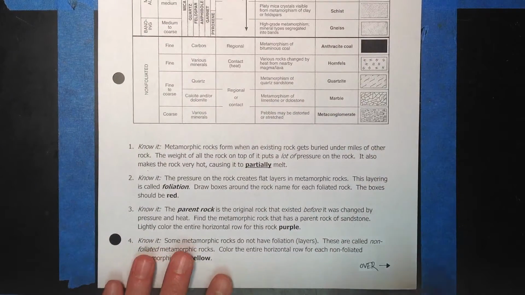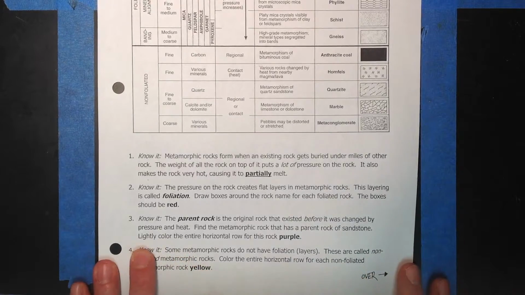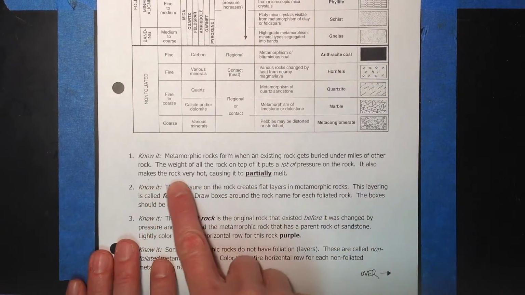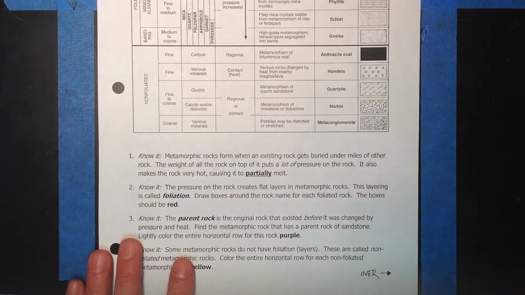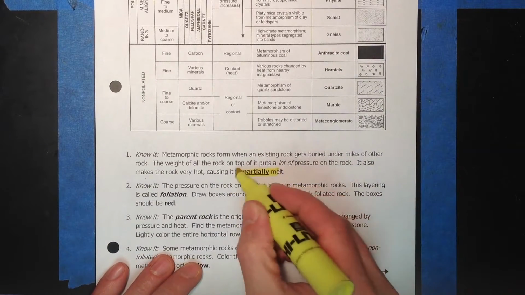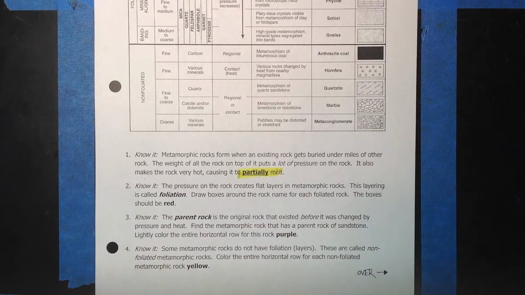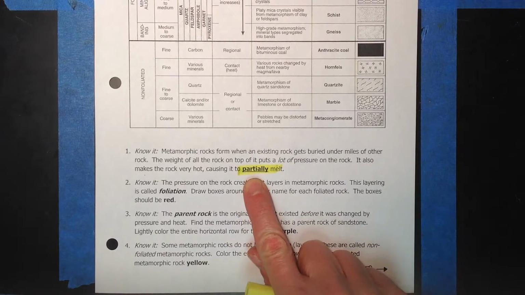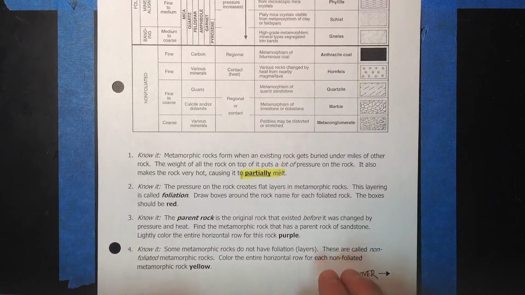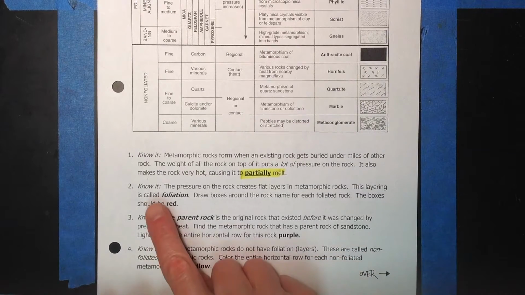Metamorphic rocks form when an existing rock gets buried under miles of other rock. The weight of all the rock on top of it puts a lot of pressure on the rock. It also makes the rock very hot, causing it to partially melt. Key thing here is partial melting. If it were to completely melt, it would become magma again, and then form an igneous rock. It's the partial melting. It becomes a weird material, maybe like a peanut butter consistency. That's probably a good comparison. Peanut butter. That's key. So know that.